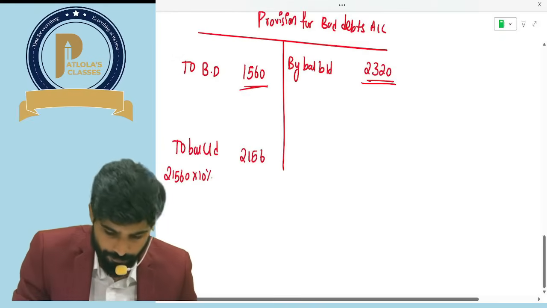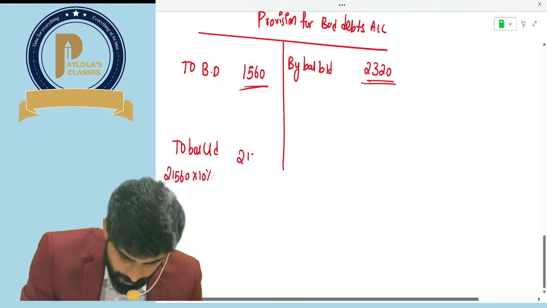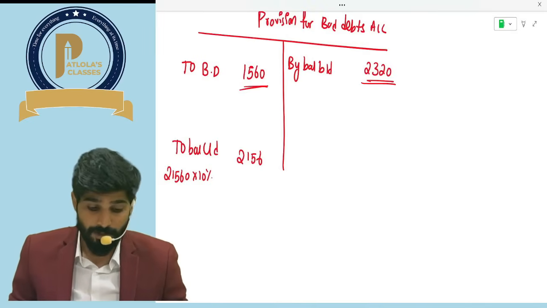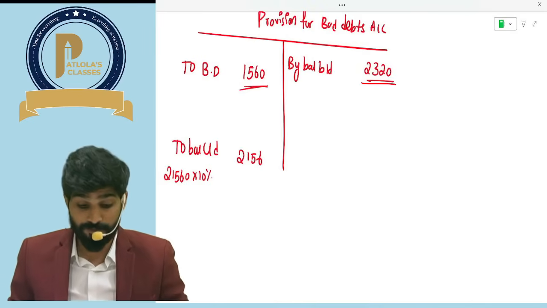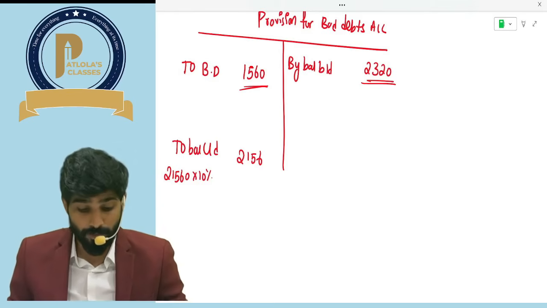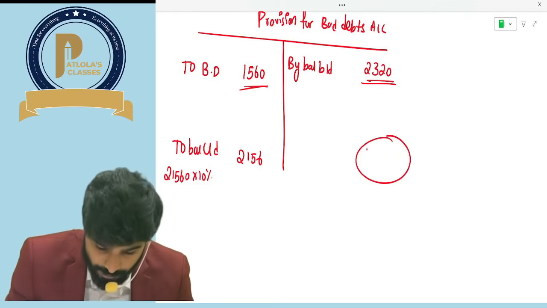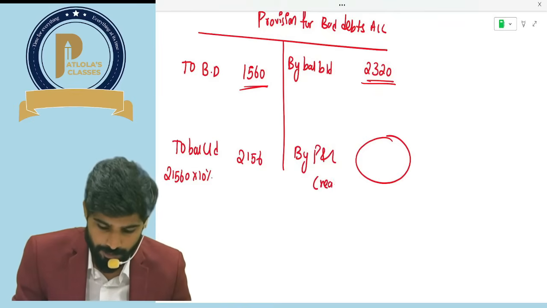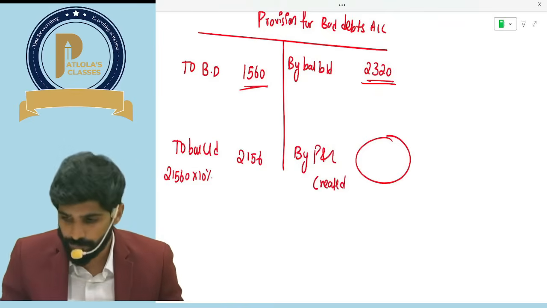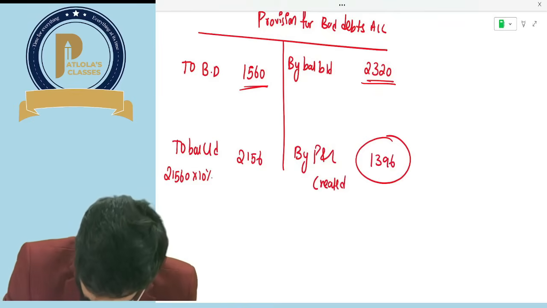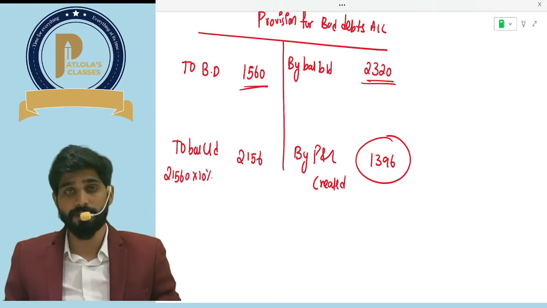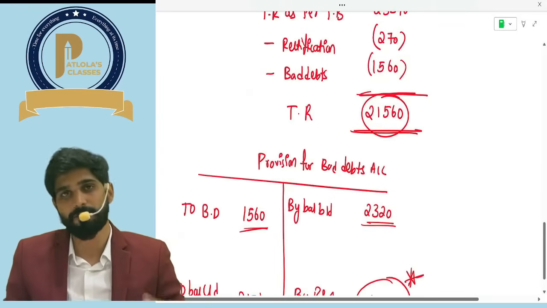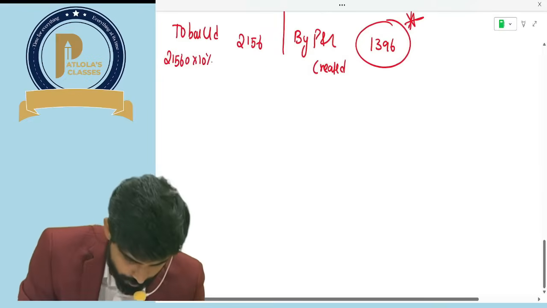So guys, we had an opening balance of 2320. We adjusted 1560. The balance will be less, but we want to maintain 2156. That means we need to create more. How much more do we need to create in this year? 1396. So we need to pass entries for two things. One is for creating the provision, another is to write off the bad debts. So let us write the entries for both.